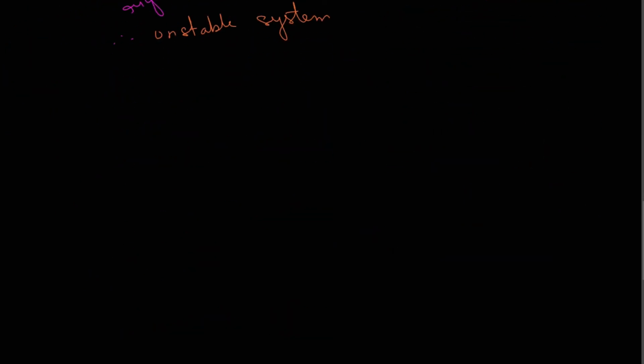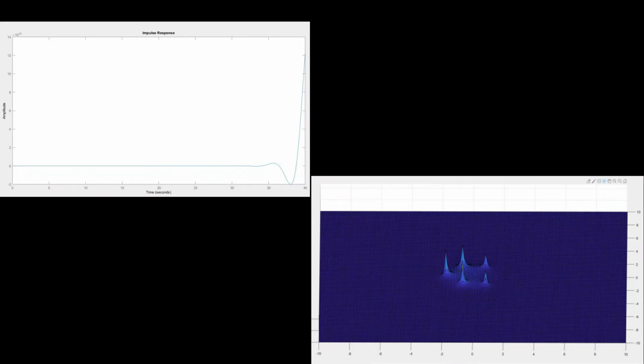From the plot of the characteristic equation, you can see that there are actually two poles on the right hand side of imaginary axis. And from the impulse response, you can see that the system is unstable. So here we can see that simply by analyzing the sign changes in the first column of this matrix, we can conclude whether the system is stable or unstable.